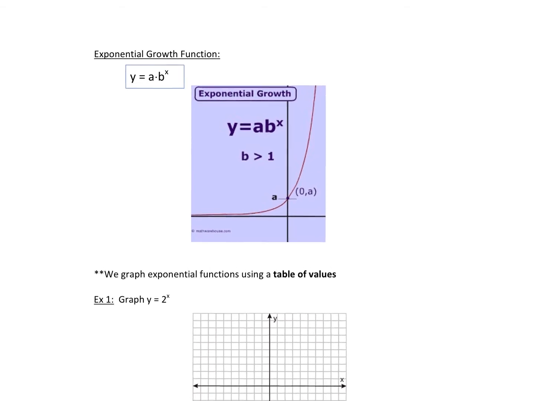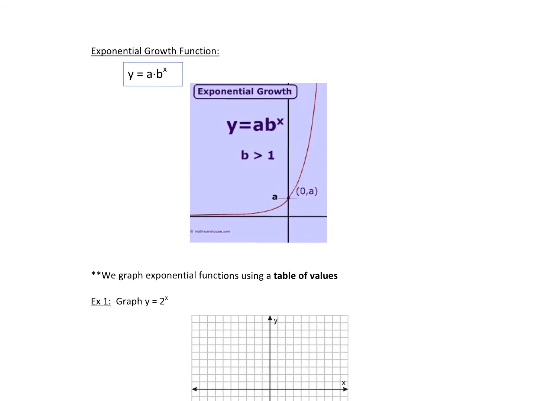So exponential growth functions, this is your formula and what the graph looks like. The formula we use is y equals a times b to the x. A represents the y-intercept of your graph. We'll talk about b a little bit more, but b is 1 plus the growth rate, which we'll talk about more later on. When something's growing exponentially, here it says b greater than 1. Your b value will be greater than 1. Clearly it's 1 plus something, so it's going to be greater than 1.